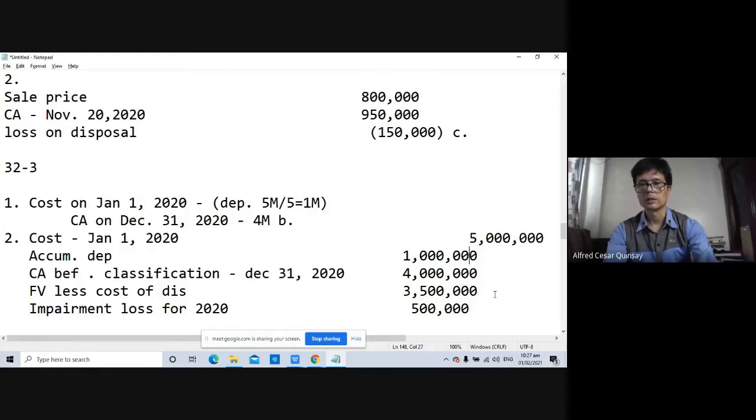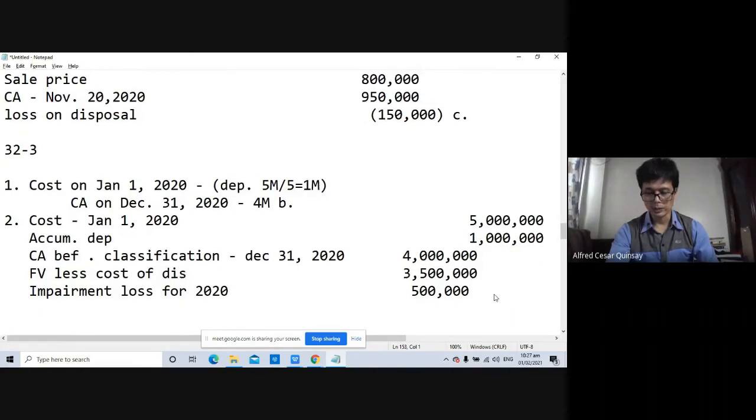Kala natin ito para yan. So niless lang natin yung impairment loss. Okay? Next, so anong ano yan? Anong letter yan? Letter C.